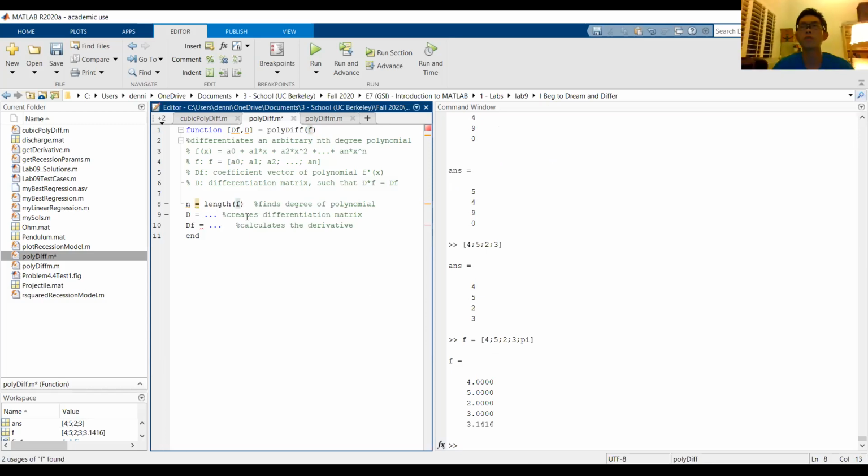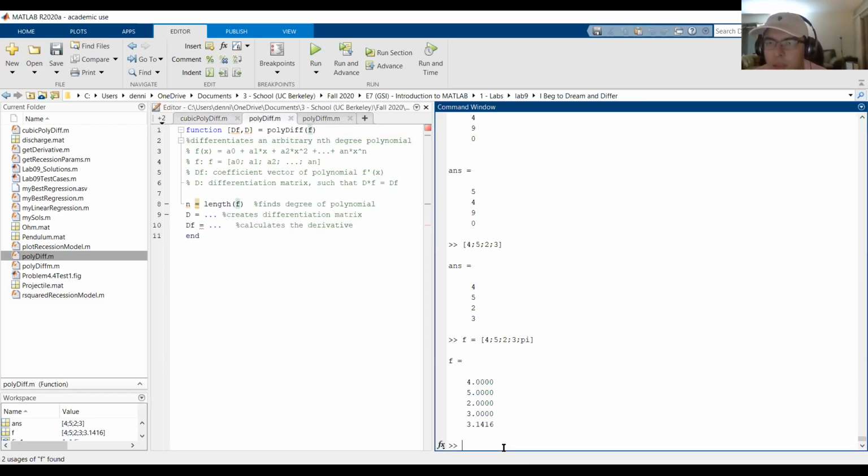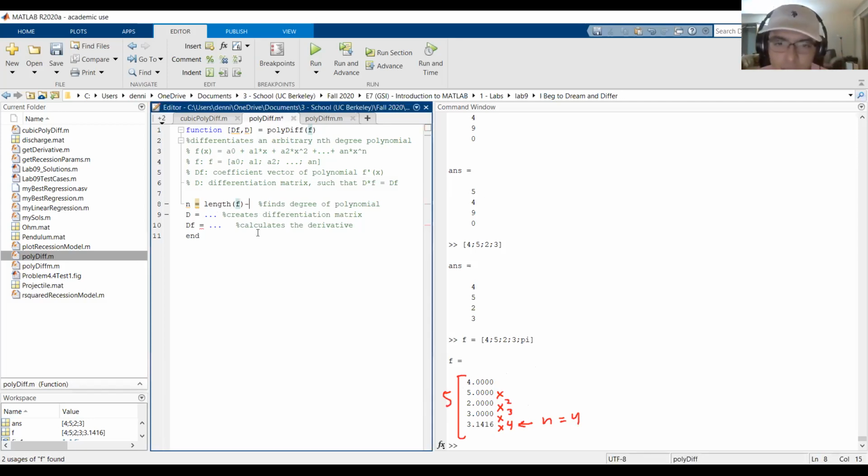Wait, hold on. Length of the polynomial. Wait, this is not the degree of the polynomial. No, this is not. Right? There's a little caveat to the degree of the polynomial. It's not just the length of f. Remember that one of the elements of f is just the constant element. So if we have 3x squared plus 2x plus 1, we have 3 coefficients in there, but it's a degree 2 polynomial. So we don't count the constant element. We should subtract 1. Exactly. There's a suggestion to subtract 1. Yep.